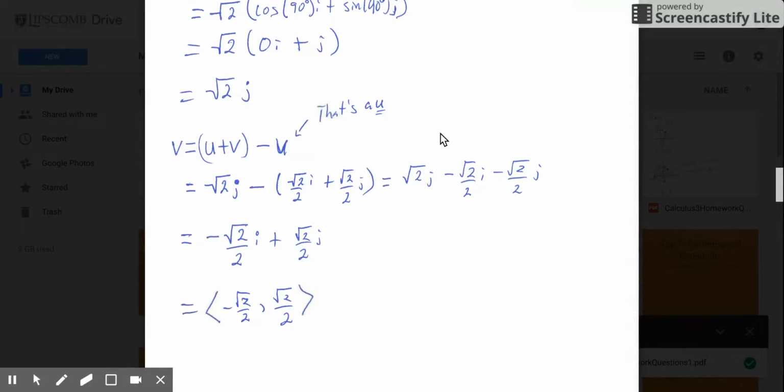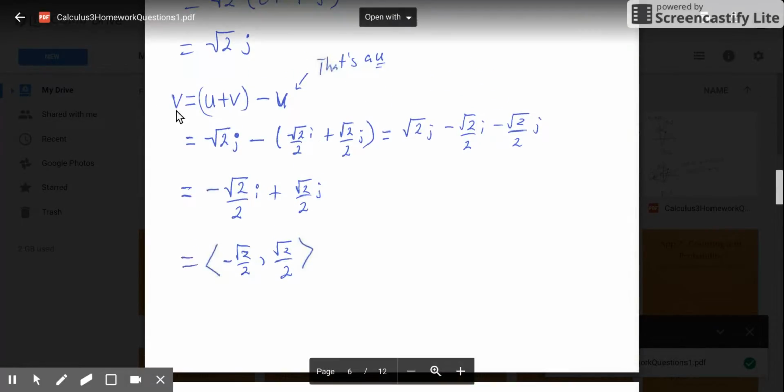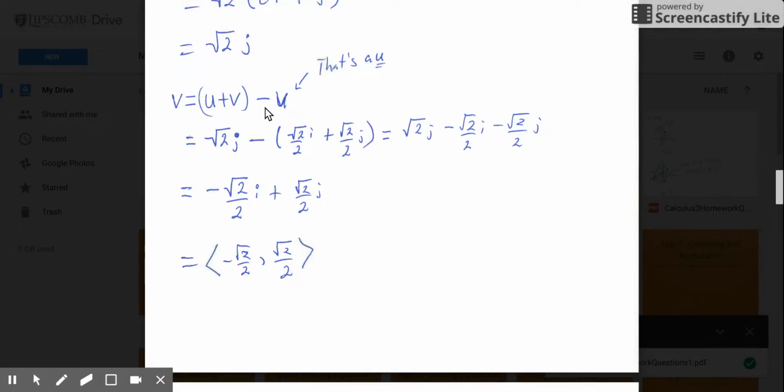Then we want to find the component form of vector v. We can rewrite this algebraically: u plus v minus u. So u minus u is 0, of course. Putting in those given expressions for u plus v and for u, and just subtracting there gives us the following vector in component form: negative square root of 2 over 2 comma square root of 2 over 2.